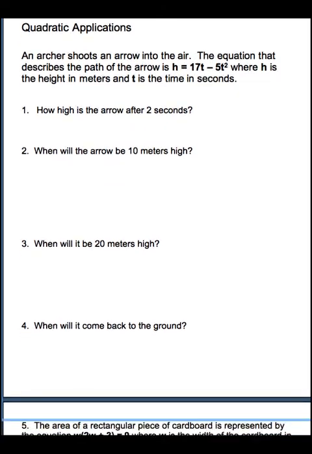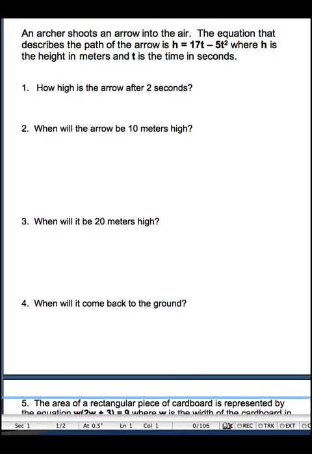Now this is very much like what we did at the end of the last unit. An archer shoots an arrow into the air. The equation that describes the path of the arrow is h equals 17t minus 5t squared, where h is the height in meters and t is the time in seconds. All right, so how high is the arrow after 2 seconds? What we're looking for here is our h, and the 2 seconds is our t.